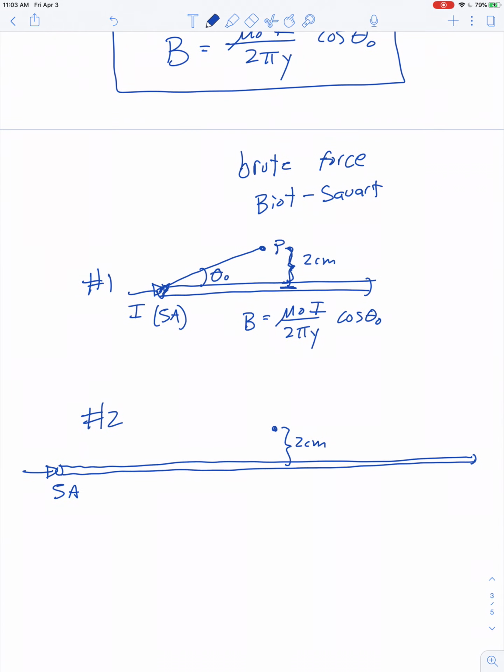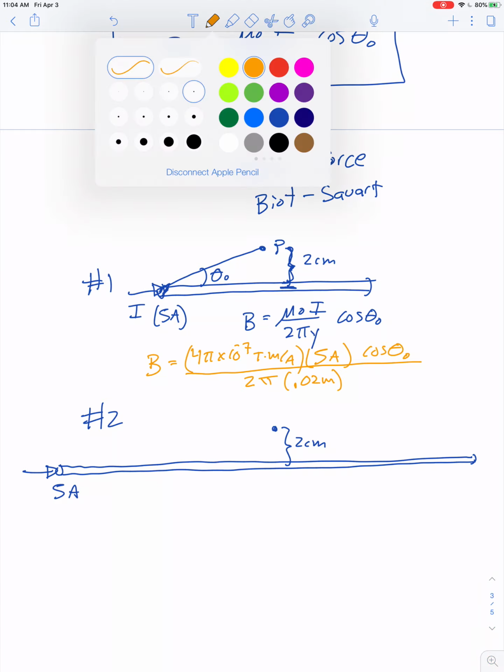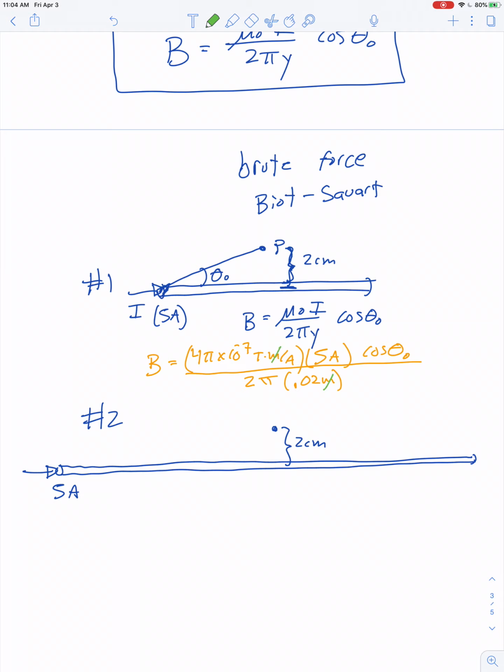Okay, so plug in the values. Grab a calculator if you've got one. In case number 1, mu naught is 4 pi times 10 to the negative 7th Tesla meters per amp. We have a current of 5 amps, and we've got some cosine theta naught. We'll deal with that in a moment. Divided by 2 pi, and then our value of y is 2 centimeters, or 0.02 meter. So first, let's look at the units. Meters cancel with meters, amps cancel with amps, and so we're going to be left with Tesla. And then pi cancels with pi. Oh, this is getting good.